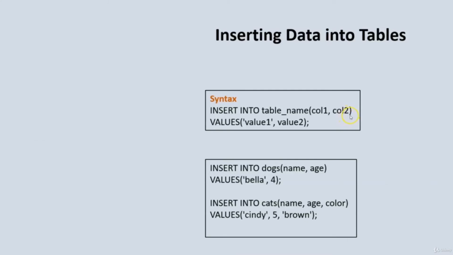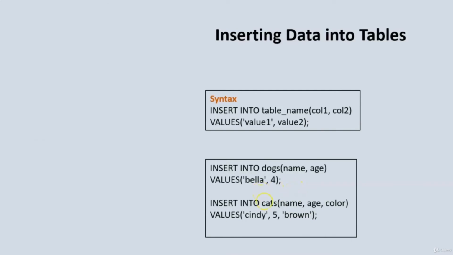We close our parentheses, and then we have the keyword values, which is really what values you want to insert into those columns. So assuming that this is a string value, we have to input that in single quotes. We have a comma, we have the second value, we close our parentheses, and we end with a semicolon. Let's insert some records into our dogs table.